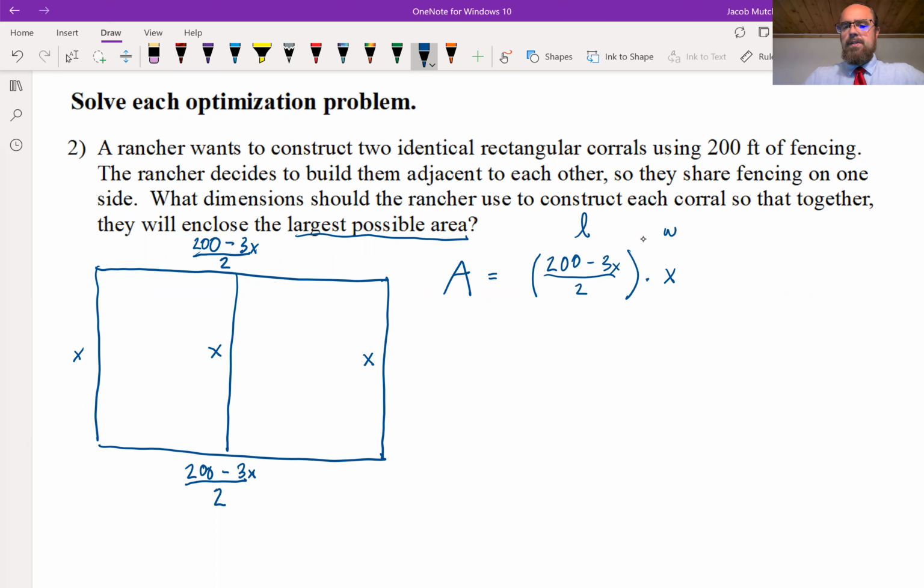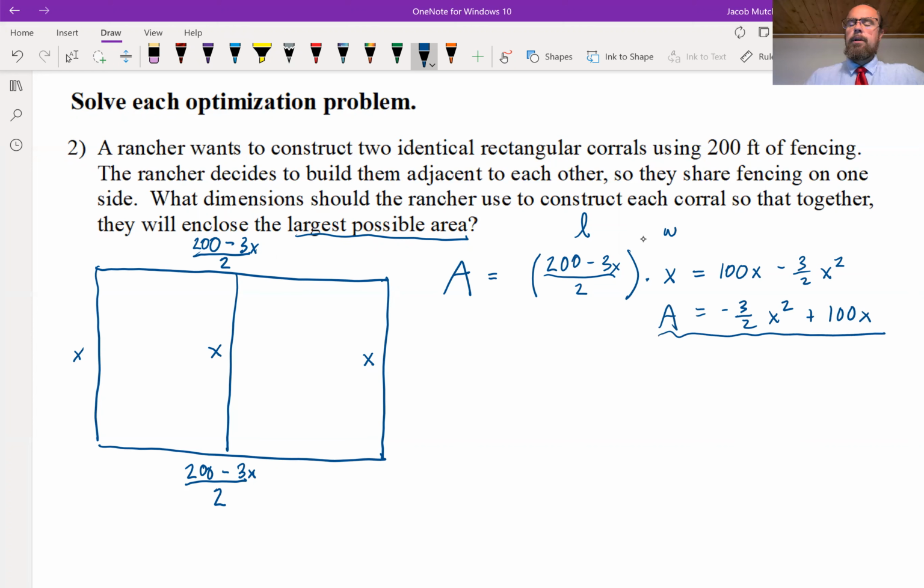Once I have that set up, I can simplify the function. I can divide by 2 here and distribute the x. So it's going to be 200 divided by 2 is 100x, minus 3 over 2 x squared. If I wanted to write it in standard form, negative 3 halves x squared plus 100x. And that's my area function.